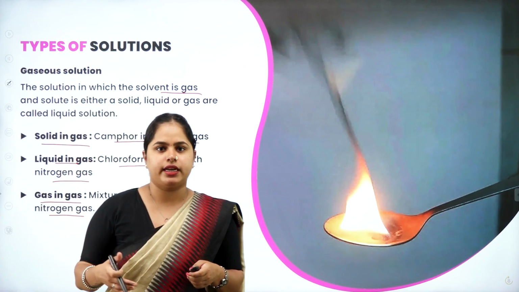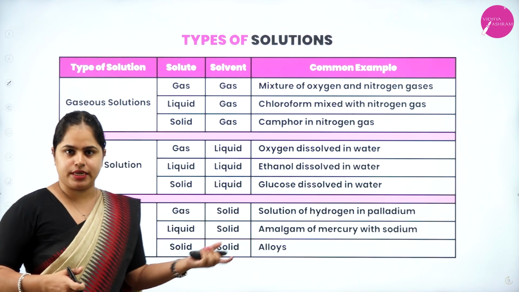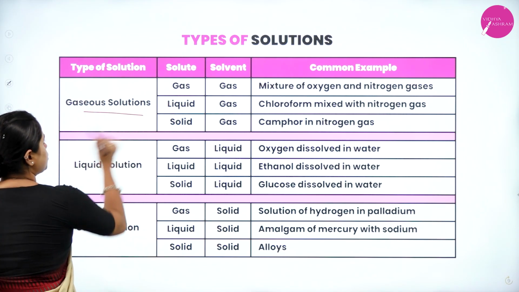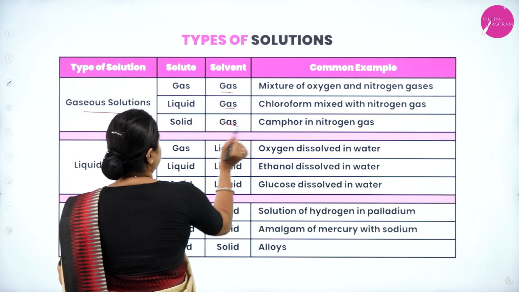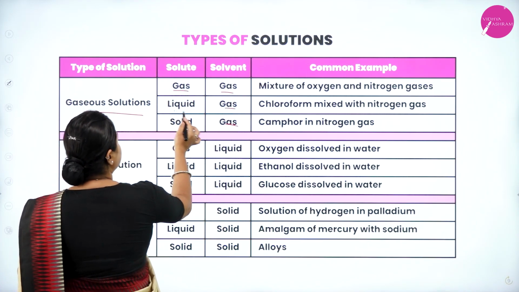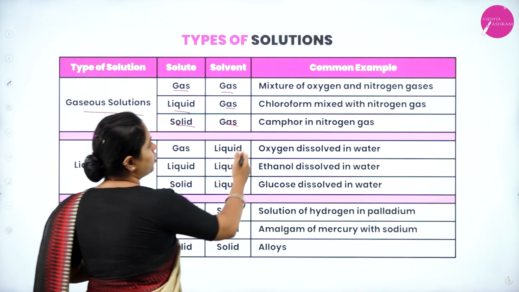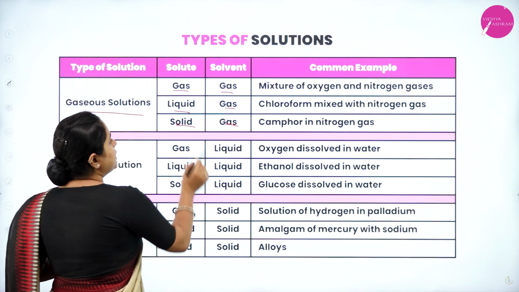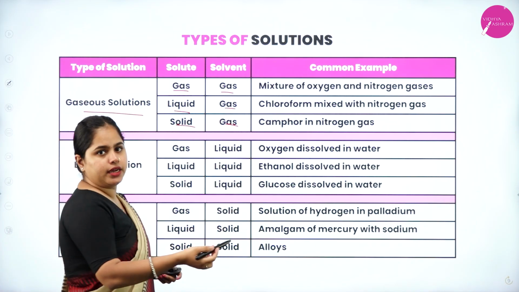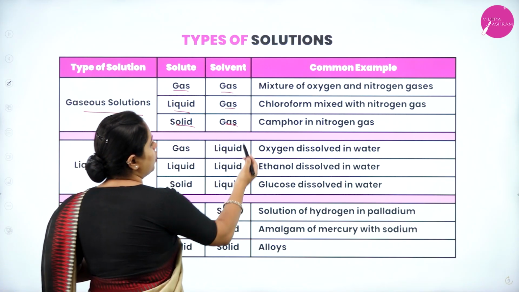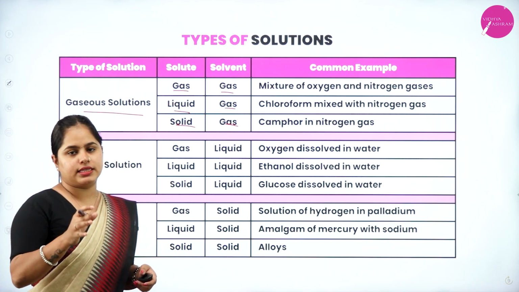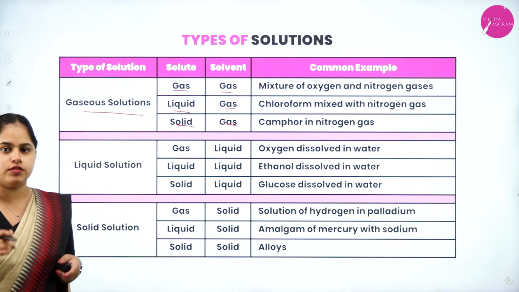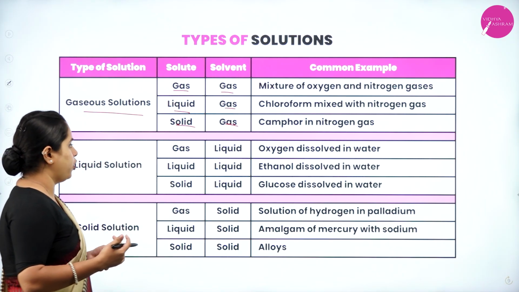So these are the three types of solution. Now let's summarize this. The first one is gaseous solution. Gaseous solution means the solvent will always be a gas. The solute can be a gas, liquid or solid. For gas in gas, you have a mixture of oxygen and nitrogen gas. Then for liquid in gas, you have chloroform mixed with nitrogen gas, and for solid in gas, you have camphor in nitrogen gas. It is important to study at least one example of all these solutions, which will be important from your examination point of view as well.